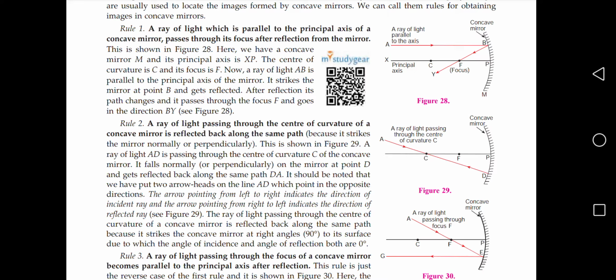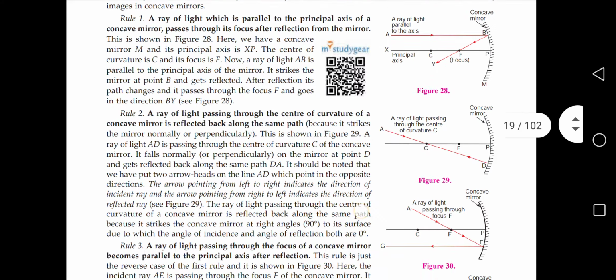So there are no two rays here. The only ray, one ray is there, it is reflected. So incident ray and reflected ray both are same. Therefore only one ray is represented here. This is about the second rule. Now let us study the third rule.